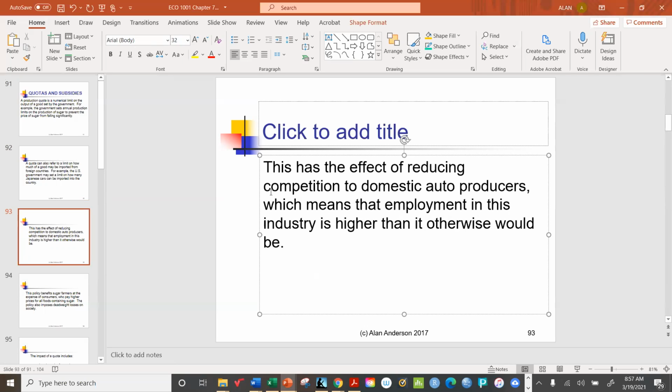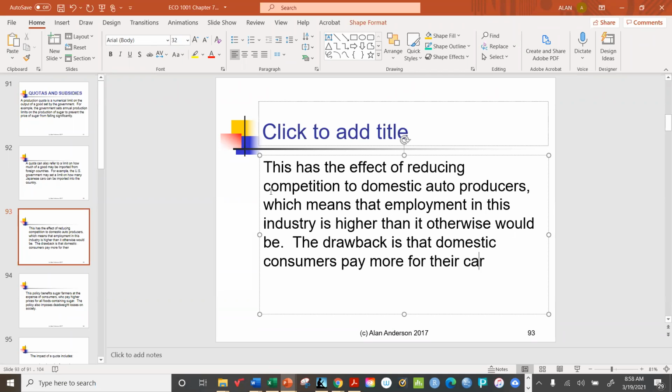Okay, so the side effect though, well, the drawback, let's say, is that domestic consumers pay more for their cars and have fewer choices. Okay, so now, of course, you might say, well, then what's the point of this?